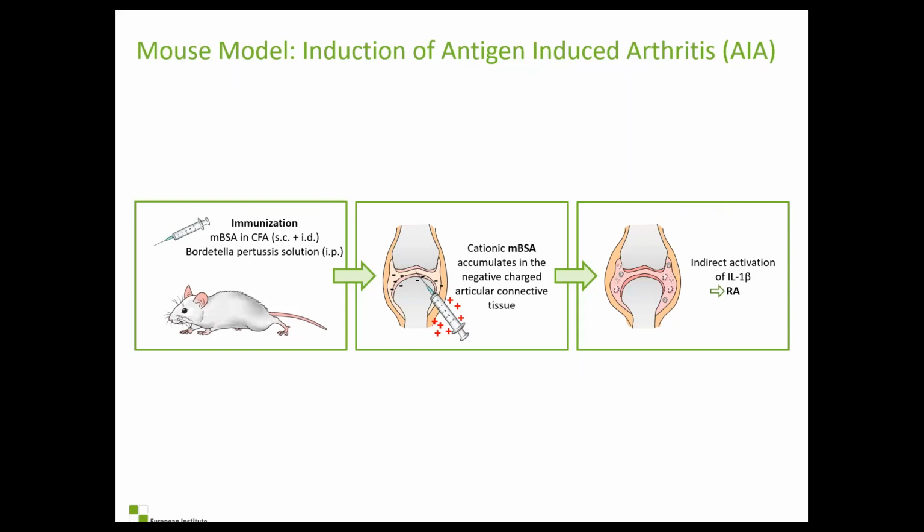As a mouse model, I used antigen-induced arthritis. First, you have to do an immunization of the mice, where you inject mBSA and CFA and Bordetella pertussis. Then you do an intra-articular injection of cationic mBSA into the knee joint. There, the positively charged mBSA accumulates in the negatively charged connective tissue. Then via an indirect activation of IL-1 beta, you get rheumatoid arthritis. One advantage of this animal model is that you have the inflammation in one defined knee joint, and the other one serves as the control.